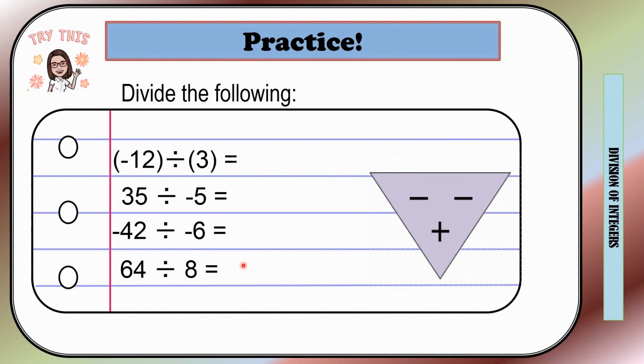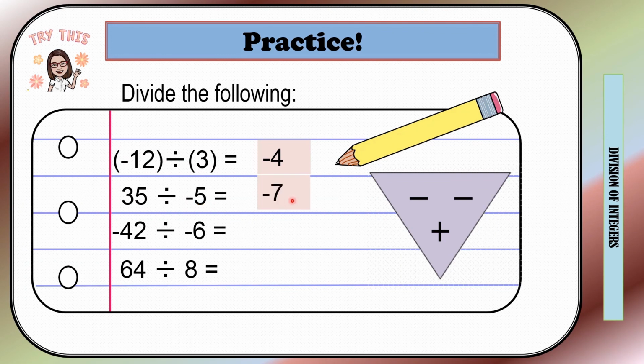Okay, time is up. Let's answer this. For the first given, negative 12 divided by 3. Okay, you can use multiplication here if you want. So negative, positive, when you cover that, the answer is negative. So your answer here is negative 4, because 12 divided by 3 is just 4 and that is negative. Next, different signs, positive 35, negative 5 divided, so you have negative 7.